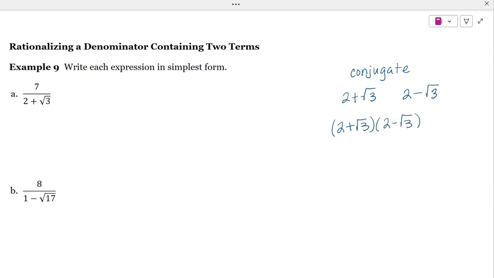I'll multiply the first terms together. 2 times 2 is 4. I'll multiply the outer terms. That'll be minus 2 square root 3. The inner terms will give me plus 2 square root 3. And then the last terms will be minus the square root of 9. Notice that the middle terms here are going to cancel each other out, and I end up with 4 minus 3, or just 1.